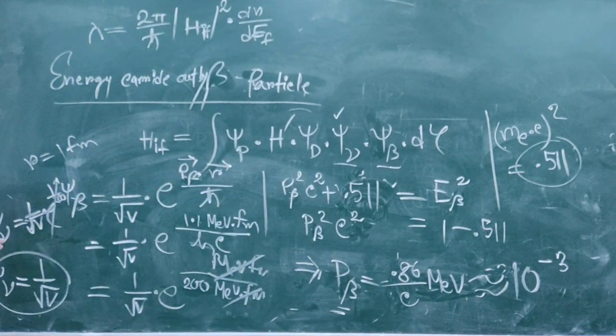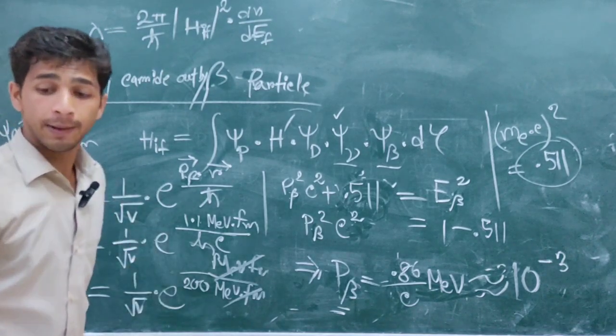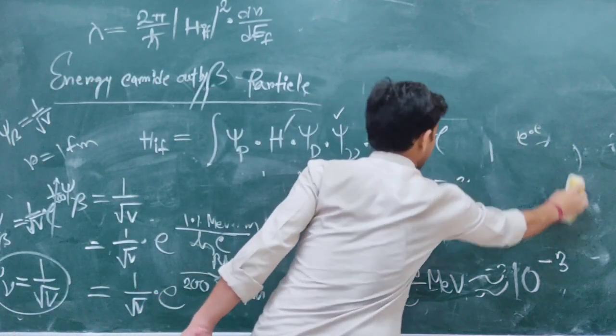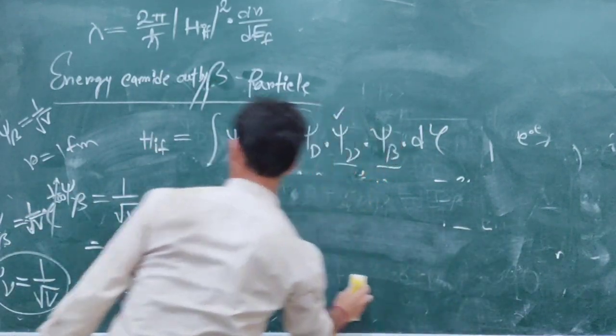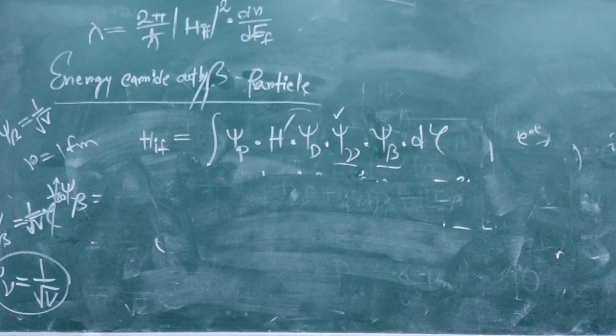psi_nu equals 1 divided by root V. Similarly, in this case the wave function for beta will be e to the power of beta term, and this term will be neglected, and we will get psi_beta also equal to 1 divided by root V. So finally we will get the H_if value. So psi_beta is this, psi_nu is this.